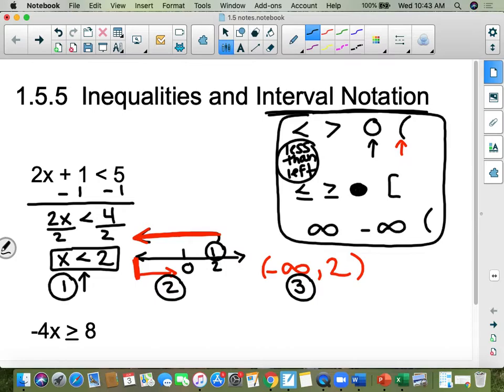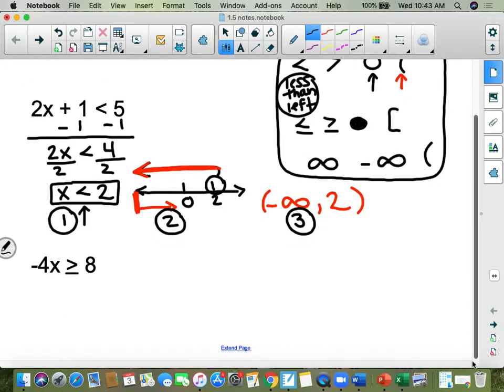Okay, we're just going to do a couple more of these, and that's all we're doing today. But I know you need a few more than just one. So here we go. Let's do another one. A negative 4x is greater than or equal to 8. The first thing I'm going to do is solve for x by dividing both sides by negative 4.